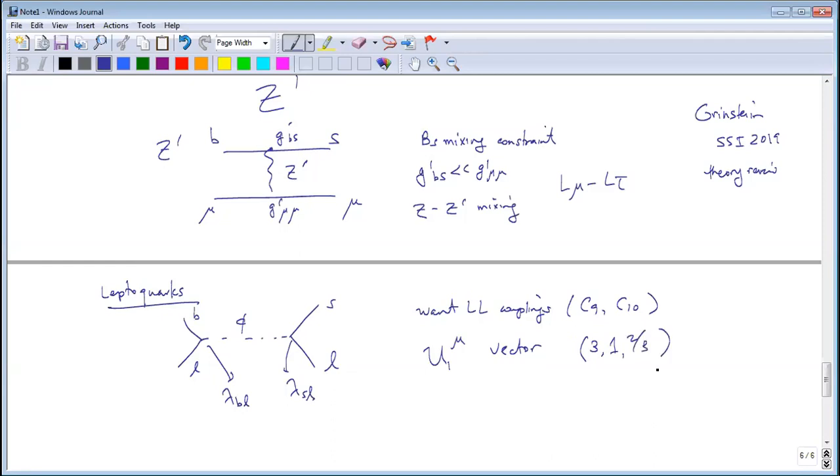For example, the coupling might be lambda_ij, q-bar_i, gamma^mu, l_j, U1_mu. That coupling. People like this one. It's not the only possibility, but this one has gotten most of the attention in this business, especially recently, because the claim is that this vector leptoquark could also perhaps play a role in the charged current, R_D*, not just R_K*.